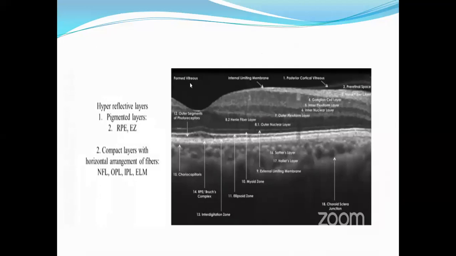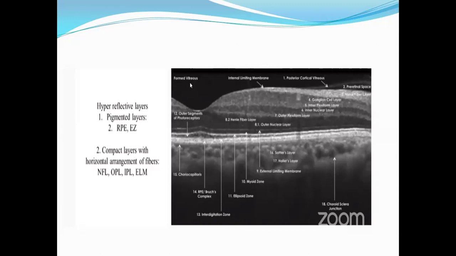So some layers will appear hyperreflective and some layers will appear hyporeflective. What are the layers which appear hyperreflective? The layers which have a large amount of pigment, for example, RPE. RPE has a very high amount of melanin, so it reflects more light. So RPE will always appear hyperreflective. Then the ellipsoid zone, which is the ISOS junction, the junction between the inner segment and outer segment of the photoreceptors. Here there is a compact arrangement of mitochondria, which is responsible for more reflection of light. So the ellipsoid zone also appears hyperreflective.